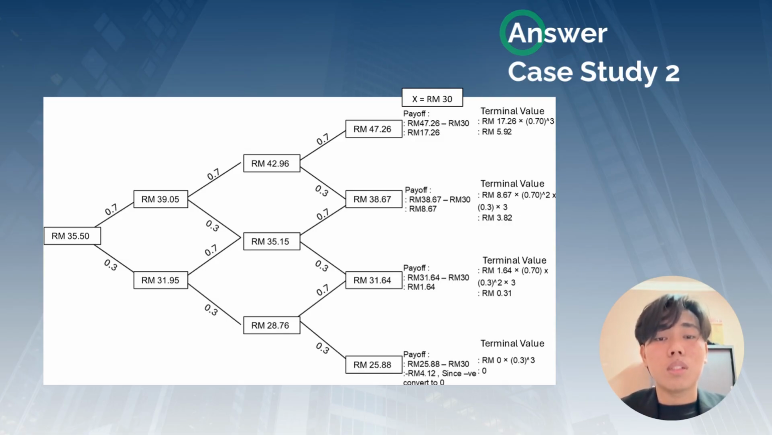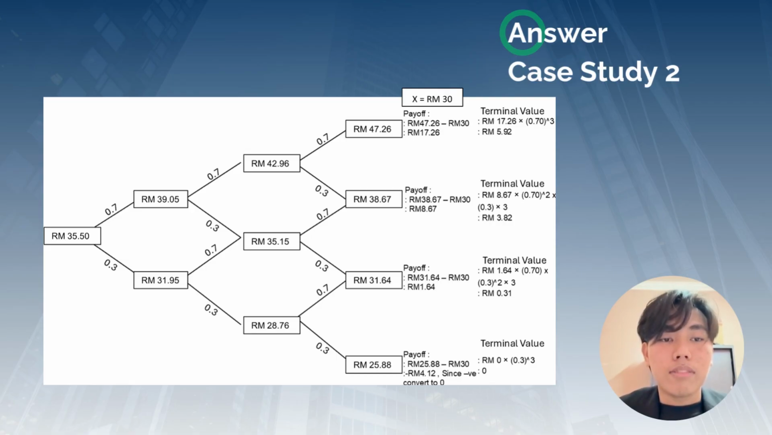So what basically do we need to do for the binomial diagram? First of all, in this slide, you can see that we have the first box, that is 35.50 ringgit. That is the current stock price. And from that, we know the probability for up is 0.7, and the probability for down is 0.3.